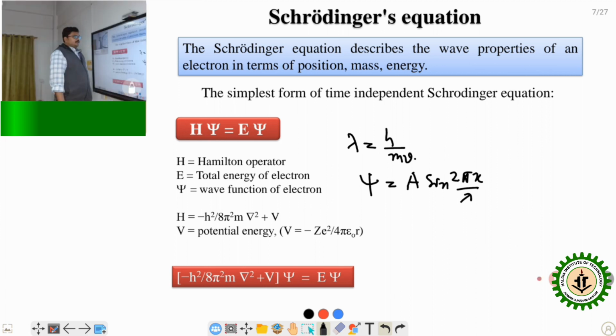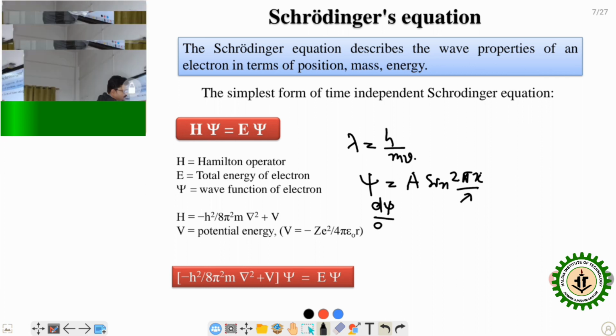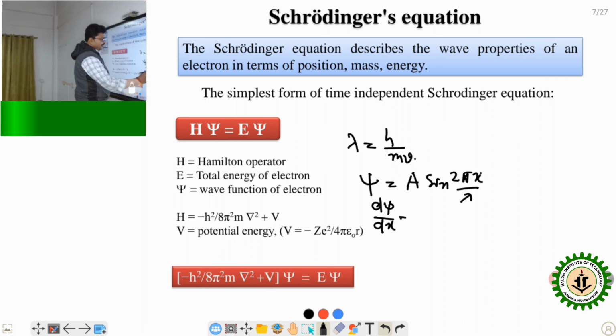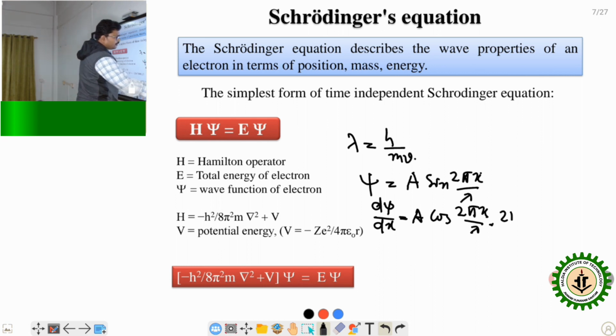So that means the wave is oscillating along the x direction, the wavelength is lambda, and A is the amplitude. If I do the first derivative of this wave function with respect to x, we have dψ/dx equal to A cos(2πx/λ) into 2π/λ.